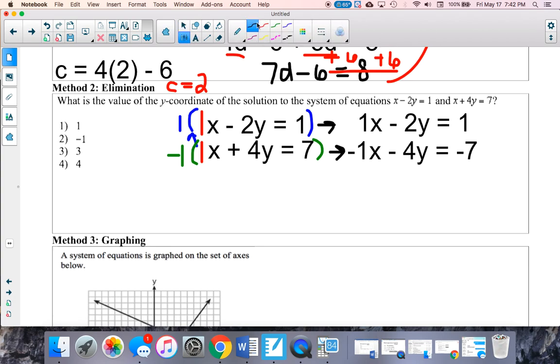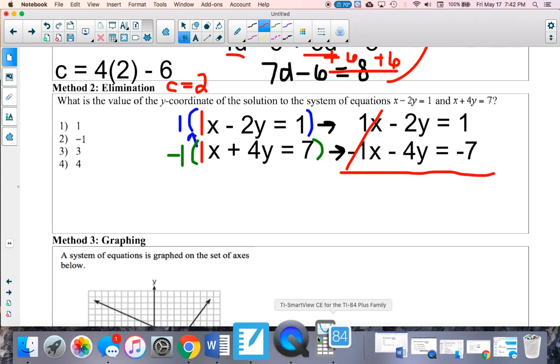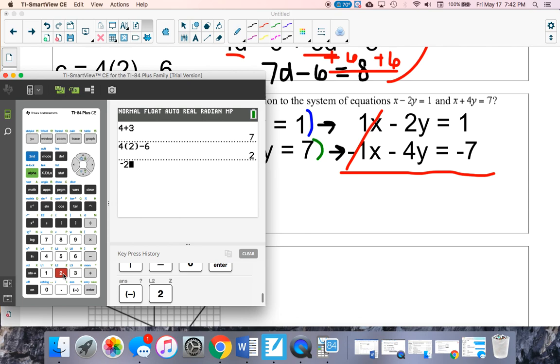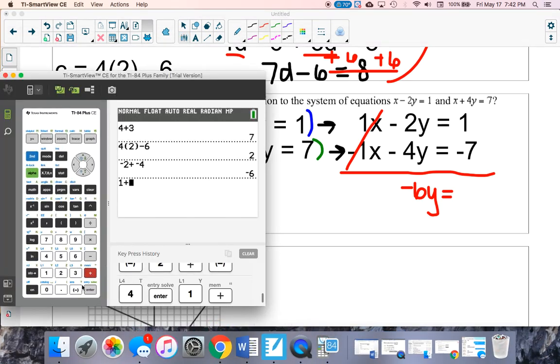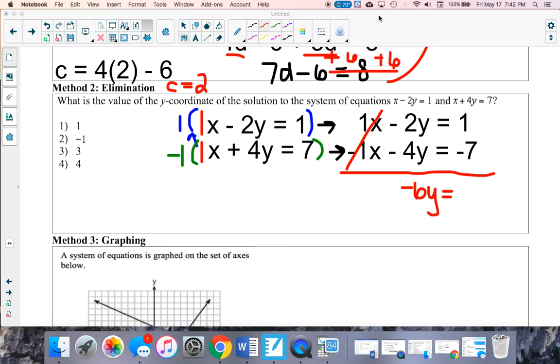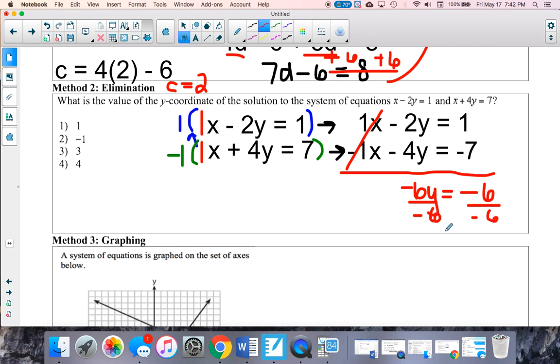Alright, what I can do next is eliminate. 1x and negative 1x cancel out. Let's add these together. So I have negative 2 plus negative 4 gives us negative 6y. And 1 plus negative 7 gives us negative 6. Let's divide by negative 6 on both sides. Y is equal to 1. And they're asking us for the y coordinate, so I don't even have to solve for the x coordinate. Y is equal to 1.